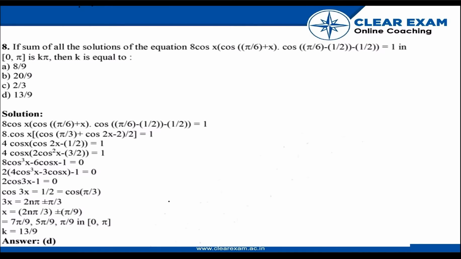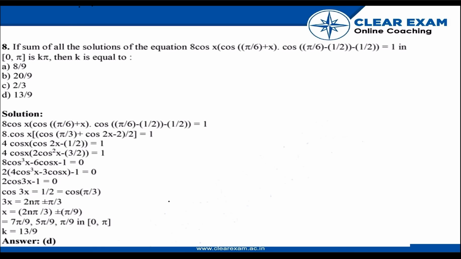Welcome guys. Today we are going to try to solve this question. If the sum of all the solutions of the equation 8 cos x cos(π/6 + x) cos(π/6 − x) − 1/2 = 1 in 0 to π is kπ, then k is equal to.